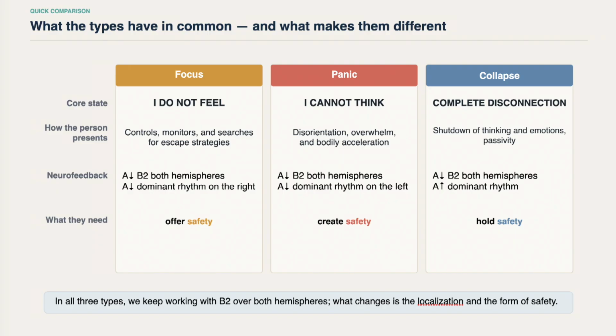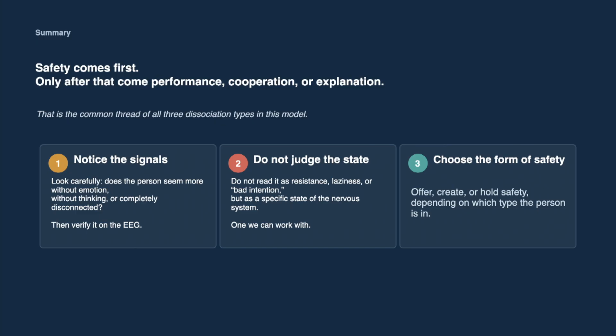The 3 types also differ in the form of safety they require. For type 1, safety must be offered. For type 2, safety must be created. For type 3, safety must be held. So, to summarize, with dissociation, the principle is clear. Safety comes first, and only then can we talk about performance, cooperation, or explanation.